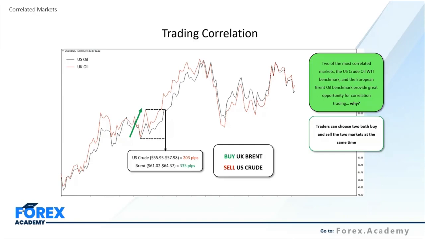So collectively, that is effectively a 203 pip loser in the US crude market, given that we're selling the market and it's moving higher. But of course, we're buying the Brent market and we're outperforming on the strength of the European benchmark, and it trades up 335 pips. When we actually exit that trade, we have made a profit of 132 pips.